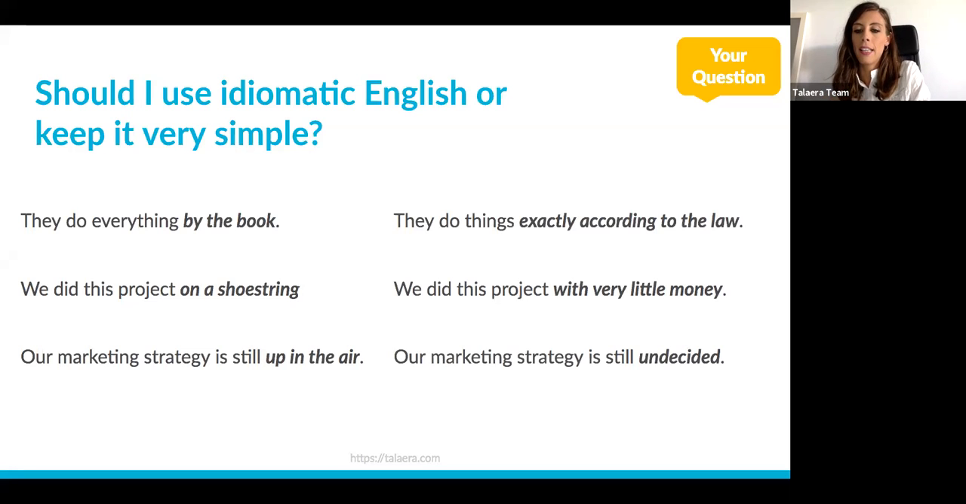These would be the more literal or simple English. Instead of saying they do everything by the book, they do things exactly according to the law. Or we did this project on a shoestring is we did this project with very little money. Or our marketing strategy is still up in the air is our marketing strategy is still undecided. Now, should you use the idiomatic ones or the simple ones?